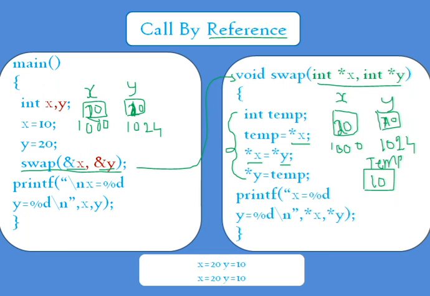Okay, so that is about call by reference. So the main difference is what? In case of call by value, the changes made to the formal parameters will not reflect to the actual parameters, but in case of call by reference, the changes made to the formal parameters will be reflected to the actual parameters. So that is the main difference between call by value and call by reference. You call a function by sending a value, and you call a function by sending the reference address. So these are the main differences between call by value and call by reference.